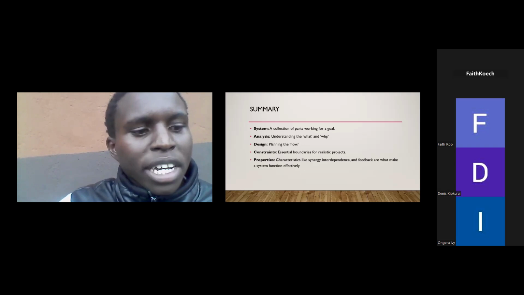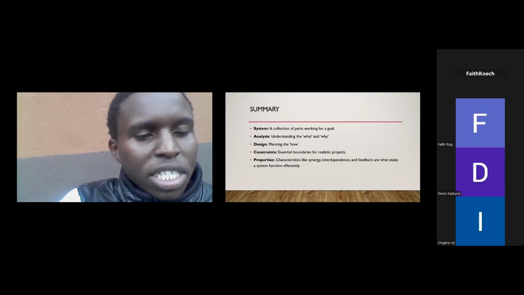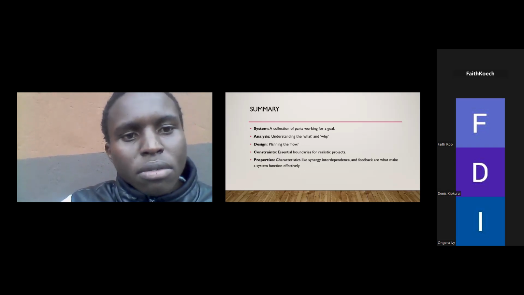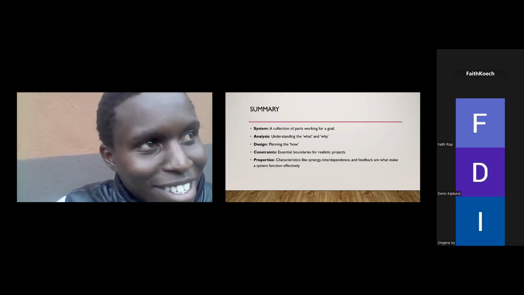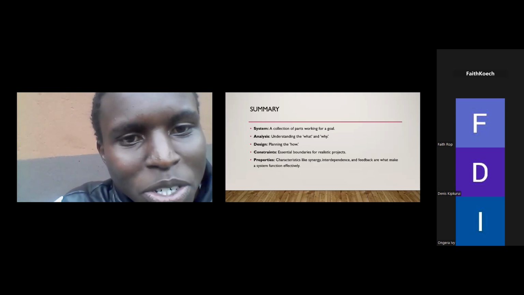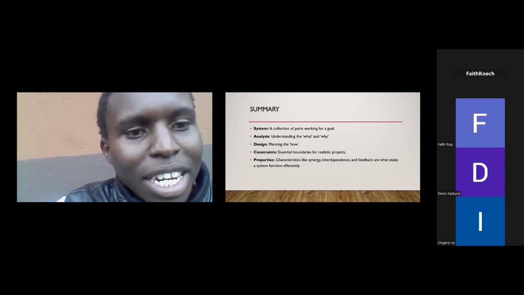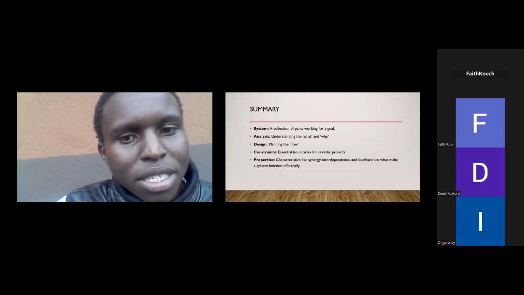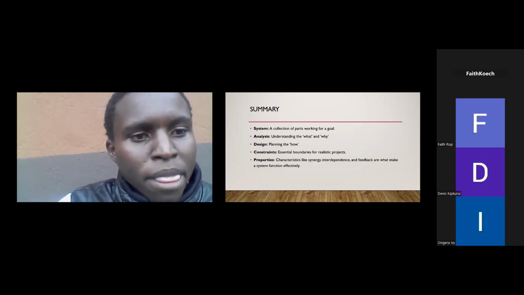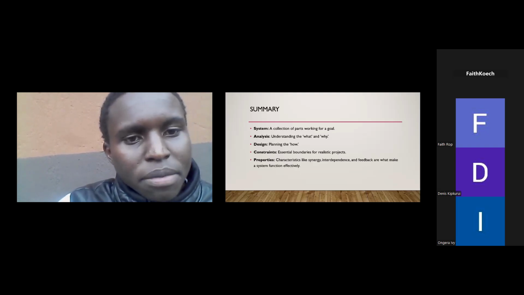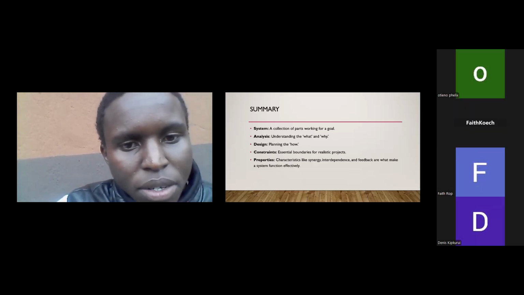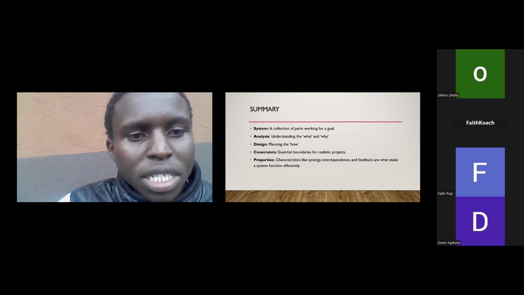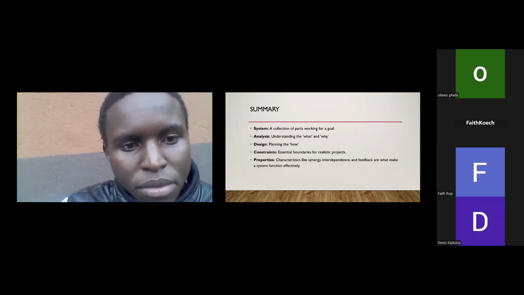So, a summary of what we have learned in our session. We first defined what a system is, which is a collection of parts. Then there is analysis. What is system analysis? Which is the what and why. Then there is design, planning the how of the system, how the system works. We've gone through the constraints of a system and the properties of a system.